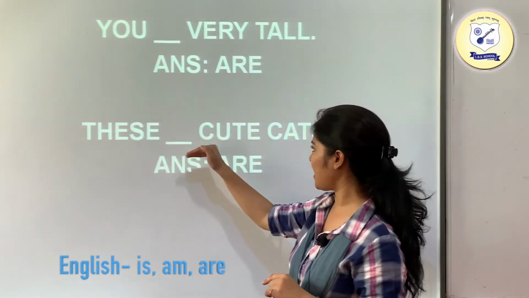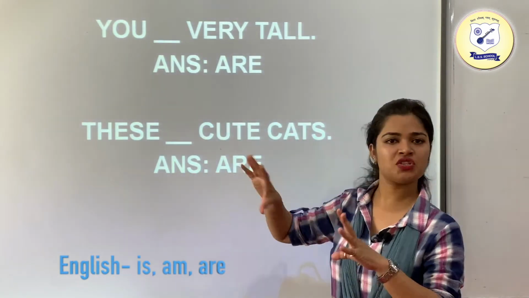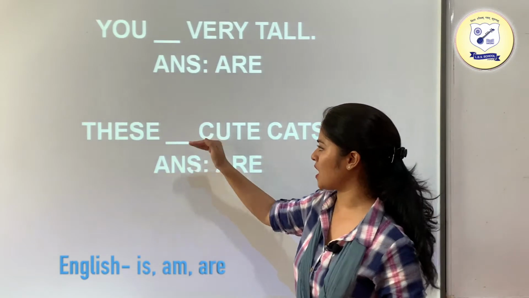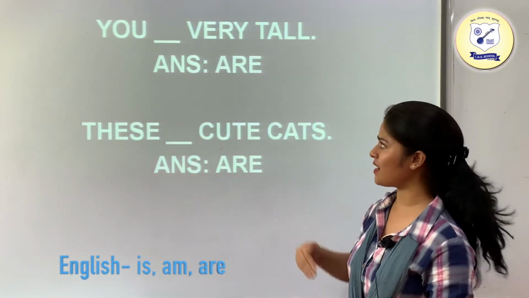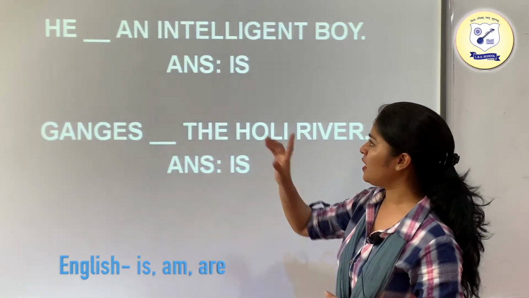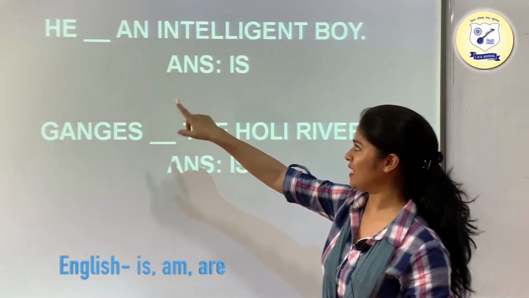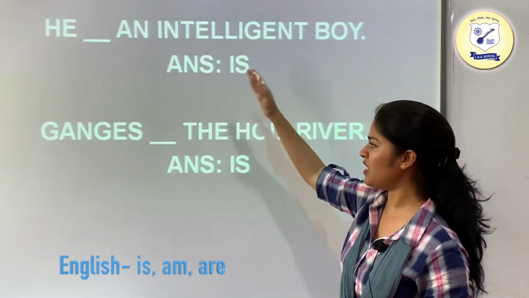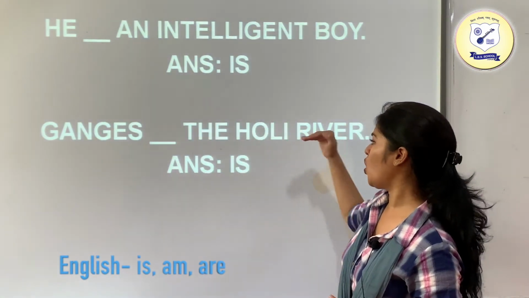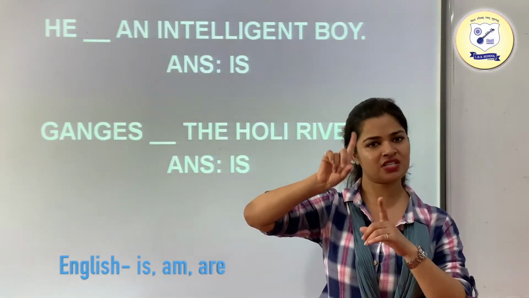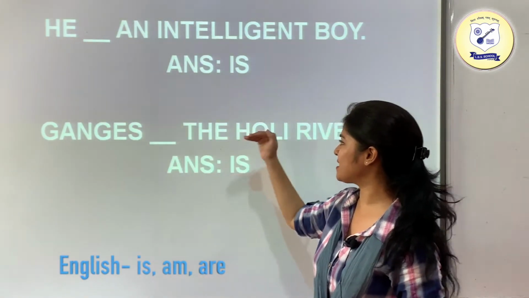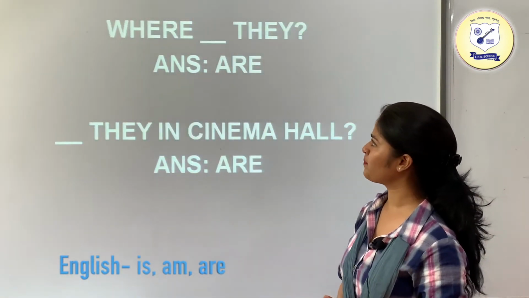Similarly, "these dash cute cats." Since these is the pronoun which is being used with "are", what we are going to use is "are". These are cute cats. He is the pronoun with which we use "is", so it should be: He is an intelligent boy. Similarly, Ganga is the holy river. Since Ganga is your noun which is singular, what we are going to use is "is". So it should be Ganga is the holy river.